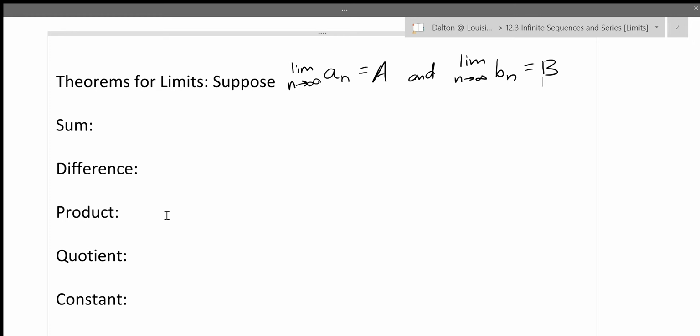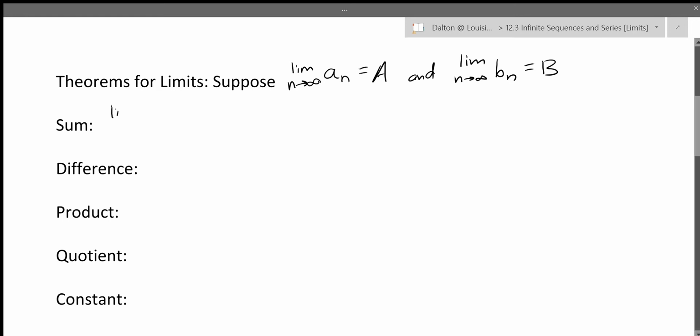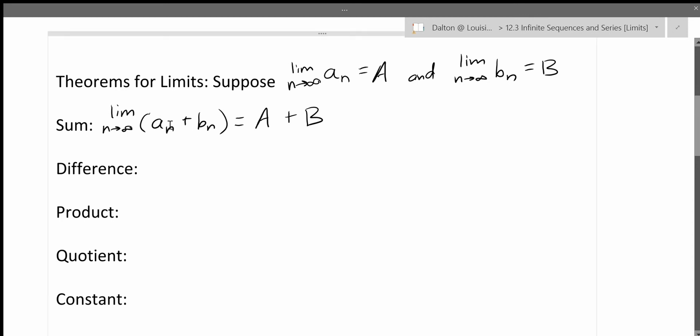Here they are. Your sum theorem says, if you have the limit as n approaches infinity of a sub n plus b sub n, essentially what all of these theorems allow you to do is break apart each of your terms and take the limit of them separately. So this is the same thing as the limit as n approaches infinity of a sub n plus the limit as n approaches infinity of b sub n, which, again, I'm shorthanding as just a plus b. So you just take the limits of each of these terms individually and add them together.